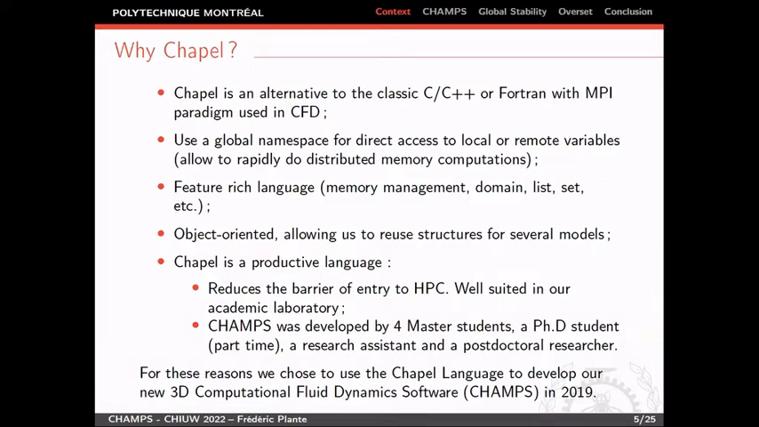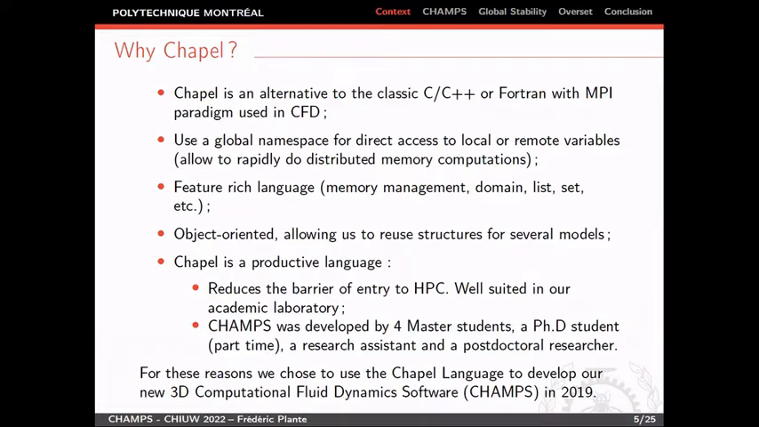And we make use of many features of the language, like the domain, the list, the set, to code our algorithms. So this makes CHIUW closer to a Python for us. So we have very high-level features that allow us to develop our methods rapidly. Also, we extensively use the object-oriented features to be able to reuse structures across several models.